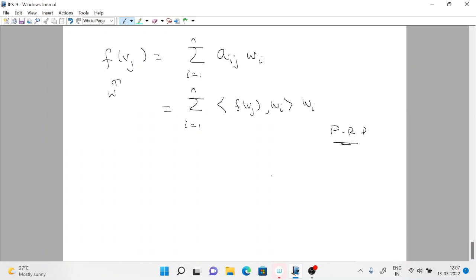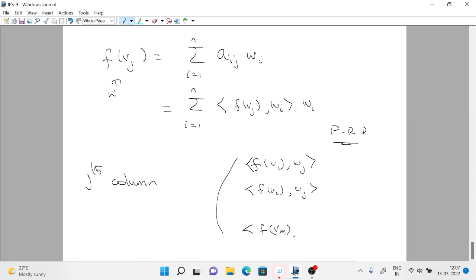Isn't it beautiful? Therefore, I know what the jth column is. The jth column I know now explicitly. What is that? That is going to be f of v1 inner product with wj, f of v2 inner product with wj, and f of vm inner product with wj. This is the jth column of the matrix. Therefore, I know how to write down the complete matrix now.